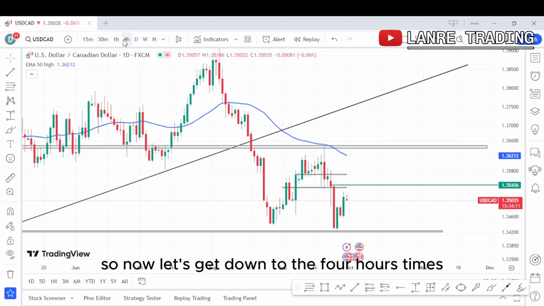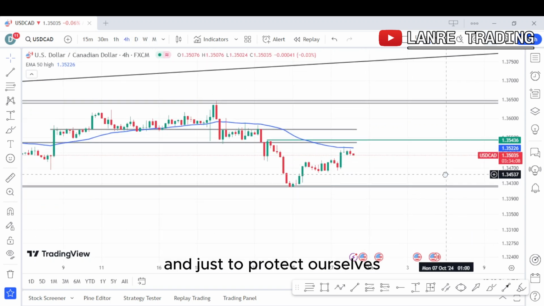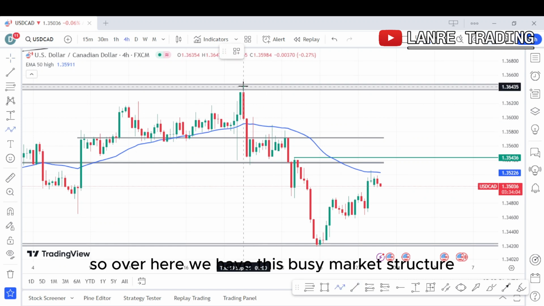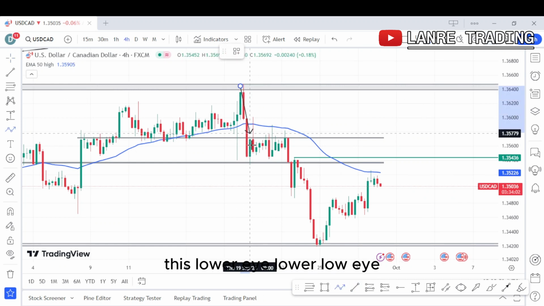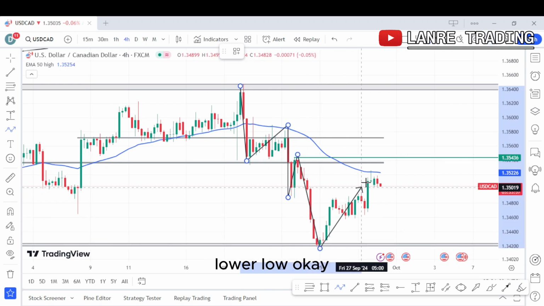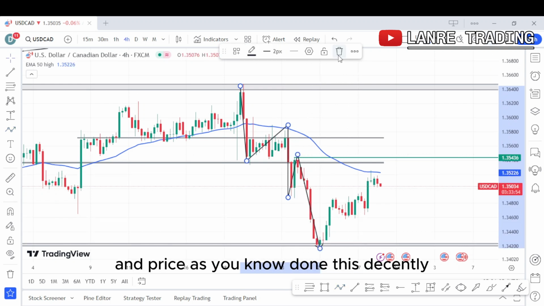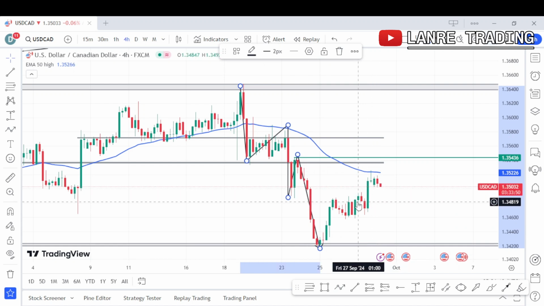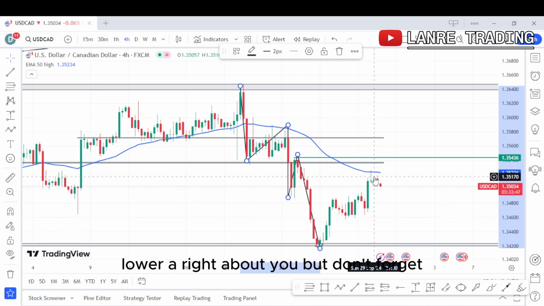So now let's scale down to the 4 hour time frame just to protect ourselves, so we can take advantage of this. Over here we have this basic market structure: lower high, lower low, lower high, lower low, lower high, lower low. Price has done this decently. So we are expecting price to form another lower high right about here.